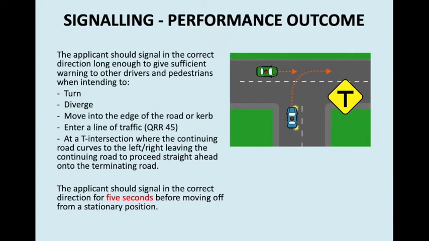Signalling. The applicant should signal in the correct direction long enough to give sufficient warning to other drivers and pedestrians when intending to turn, diverge, move into the edge of the road or curb, enter a line of traffic, at a T-section where the continuing road curves to the left or the right, leaving the continuing road to proceed straight ahead onto the terminating road. The applicant should signal in the correct direction for 5 seconds before moving off from a stationary position.